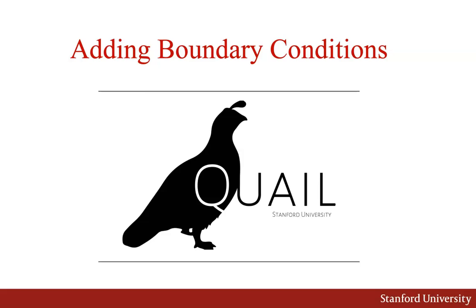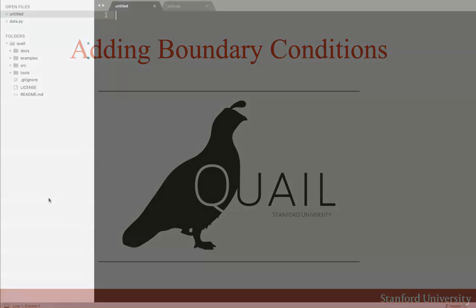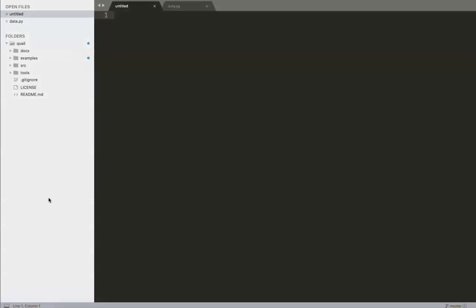Hi, welcome to another tutorial for Quail, the discontinuous Galerkin Python code for teaching and prototyping. In this tutorial, I'll be providing an overview of the boundary conditions, or BCs, in Quail and how to implement a new boundary condition. First, let's start with the overview.